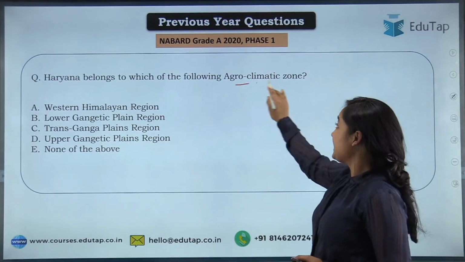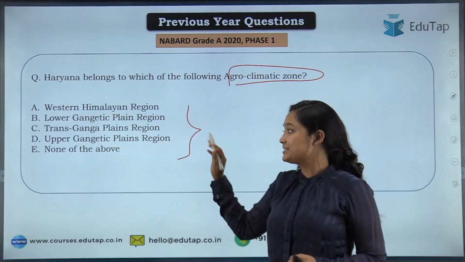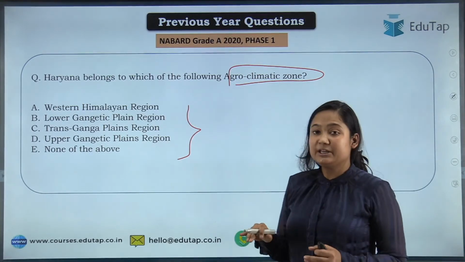Haryana belongs to which of the following agroclimatic zones? Your options are these: western, lower, trans, upper Gangetic, or none of the above.